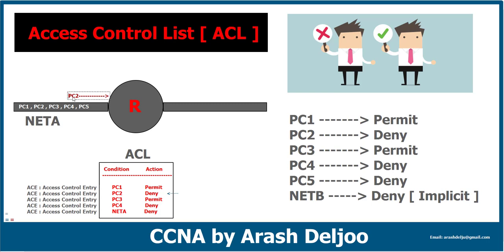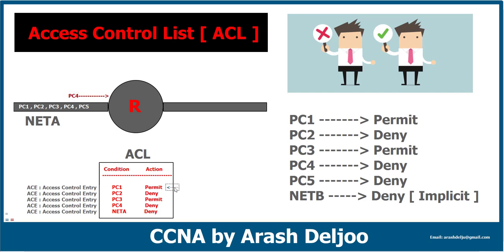After that, assume that we are receiving traffic from PC3. Here again, in the first line we don't have any match, in the second line we don't have any match, but in the third line we have a match, and as you can see, the action is permit. Because of that, PC3's traffic is forwarded from the interface of the router, and this means that we are permitting the traffic.